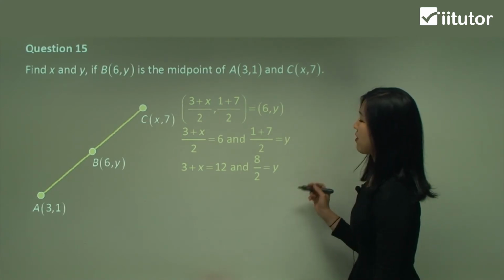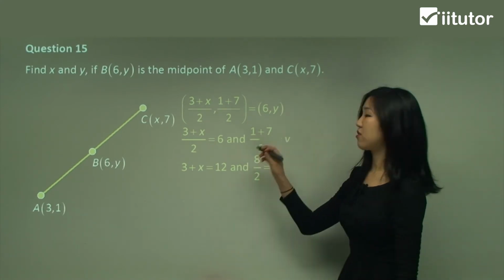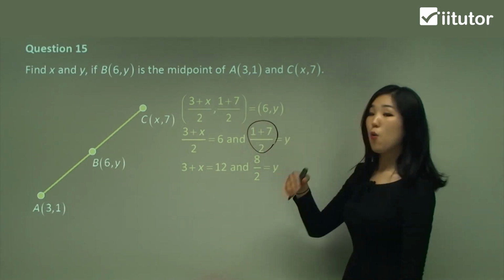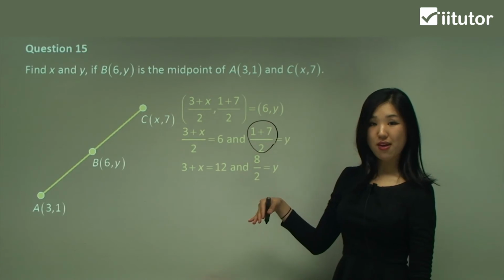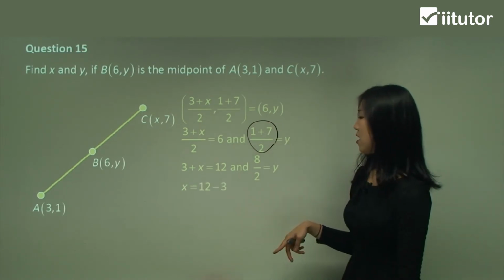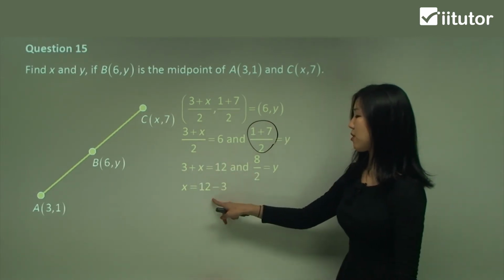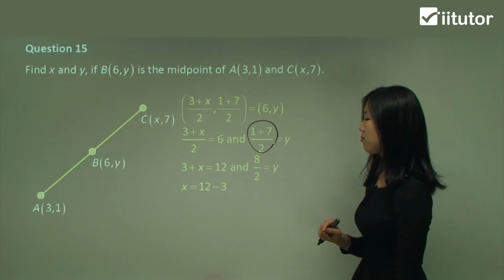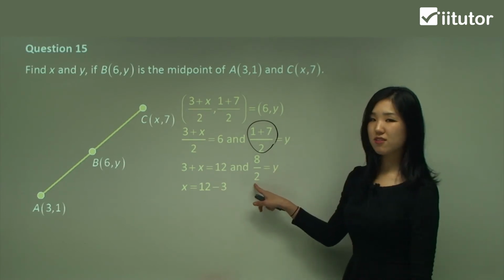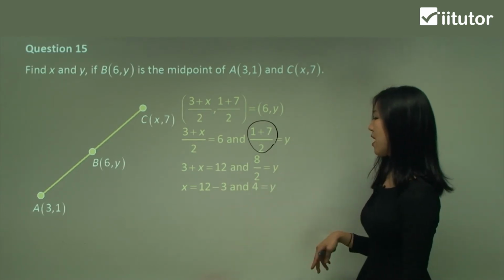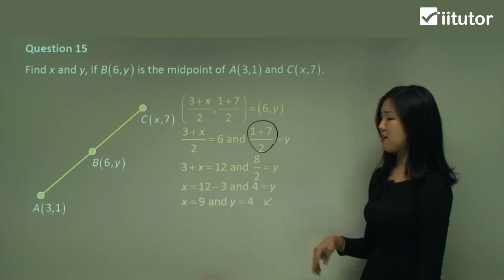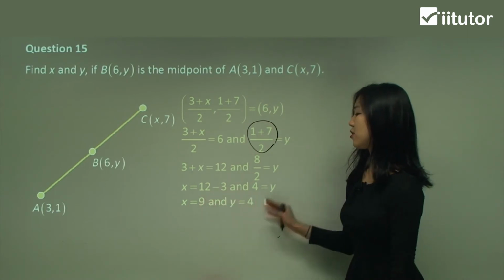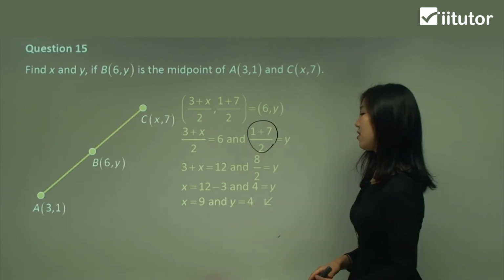Oh, okay, let's simplify the y equation first, because this is a complete number, isn't it? 1 plus 7 is 8, so we have 8 divided by 2. Over here, we'll subtract away 3, so 12 minus 3 on my right. And this one, you can clearly see it's just 4. 8 divided by 2 is 4. 12 minus 3 is 9, and therefore y is 4. These two are our missing pronumerals. And that is it.